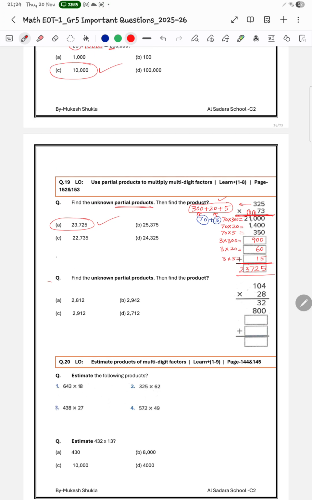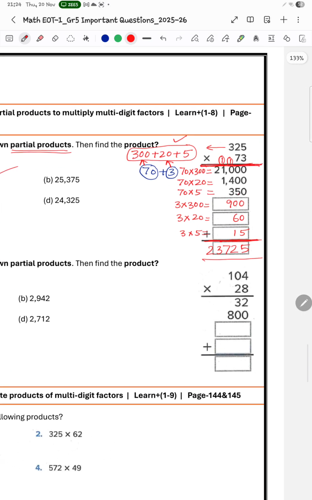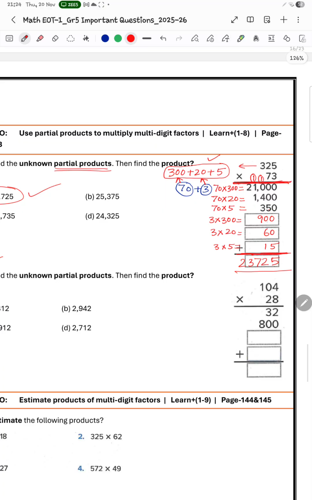So I will do one more question based on partial product and you will understand. Same way, it is 104. So let's break it. 100 plus 4 and make it a big packet. And the small packet will be 28, that is 20 plus 8. So these are small packets. So first I will multiply 20 by 100 and then I will multiply by 8. So let us take one by one.